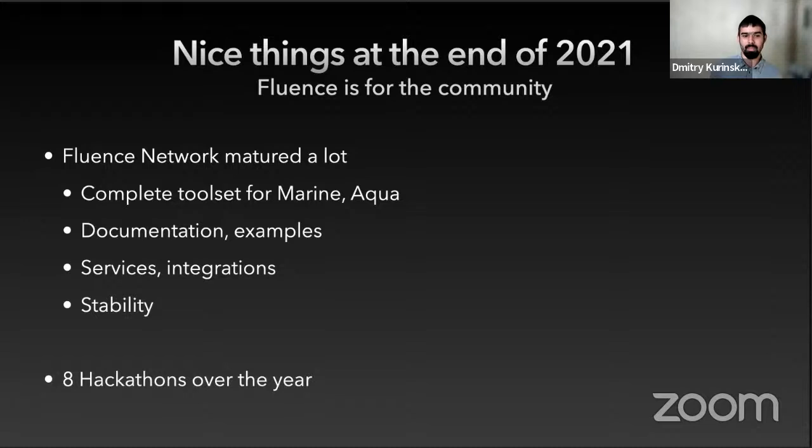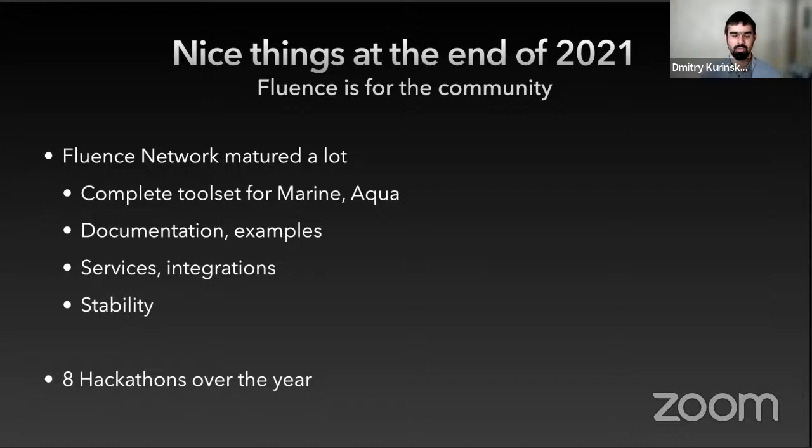First of all, over the year, the Fluence network matured a lot because it's 1 year older. And now we have a more complete tool set for Marine and Aqua. So all the tool set just works out of the box. It's tested, it's used by main developers. It works, it's documented. We have examples, we have services, we have integrations.